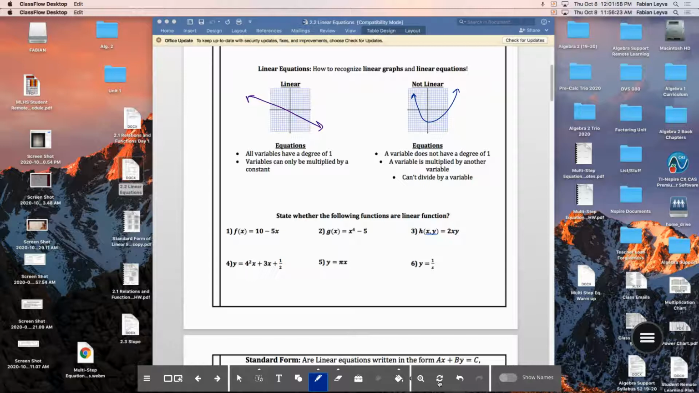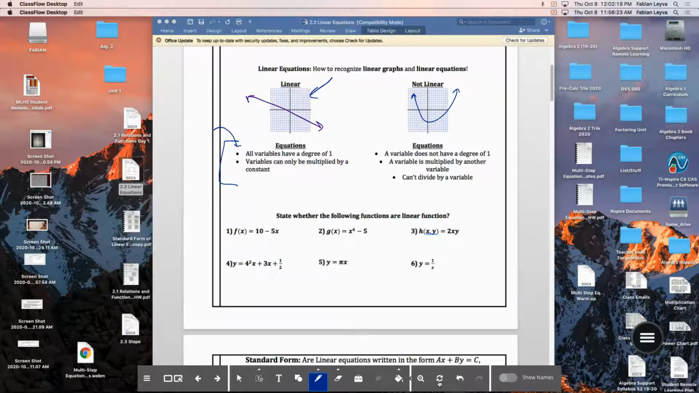Now, equations could be a little bit tricky because it takes a little bit more thinking. These are the suggestions I have. Memorize these. If you have an equation that follows these rules, then if you were to graph that equation, you are going to get a straight line. Your graph is going to look something like that, some type of straight line.